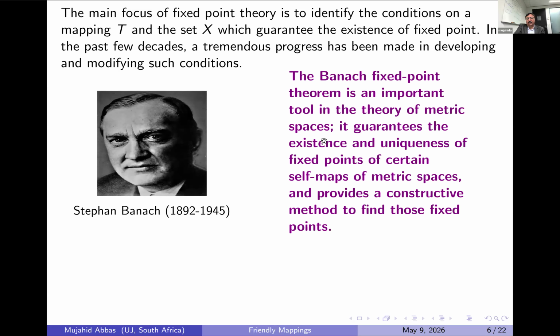So this is the theorem Banach proved, and if you look at the statement of this theorem, you will find two ingredients. One is a mapping, which is a contraction mapping. The other is a space, which is a complete metric space. If you have these two ingredients, the existence of the fixed point is guaranteed. Not only the existence of the fixed point, but its uniqueness is also guaranteed.